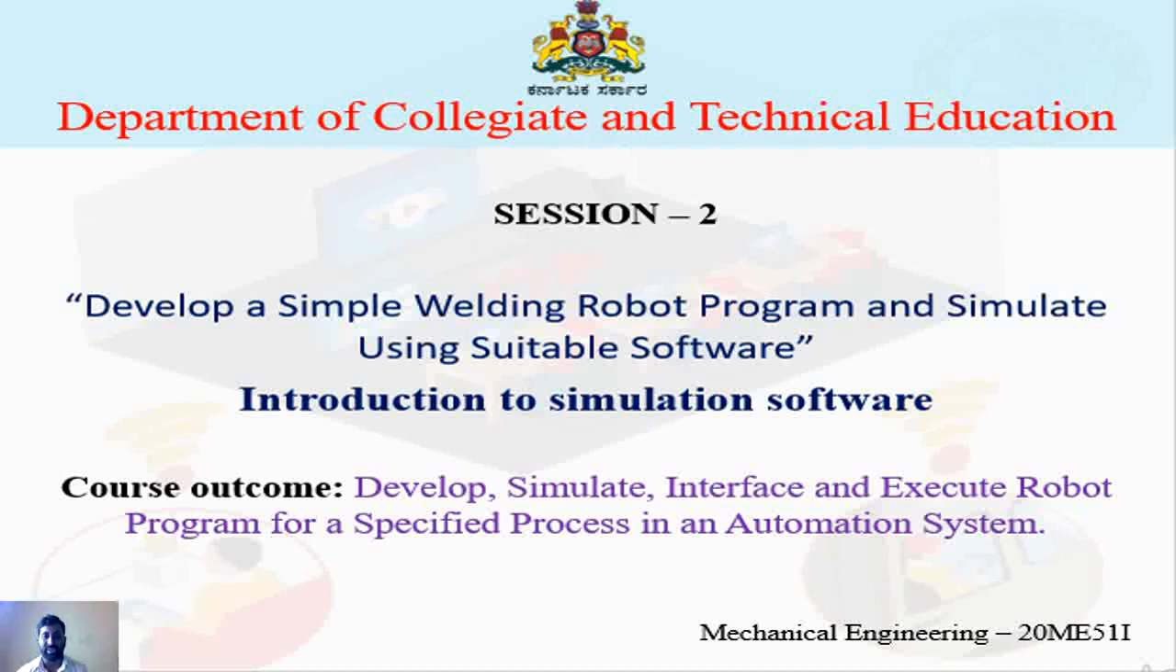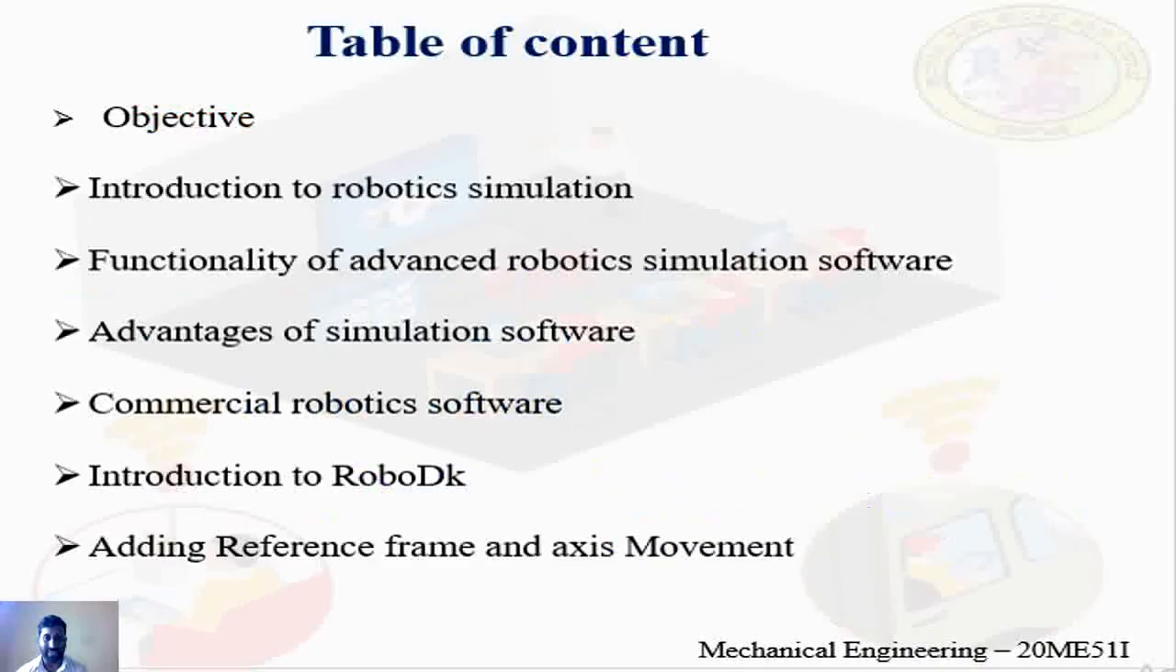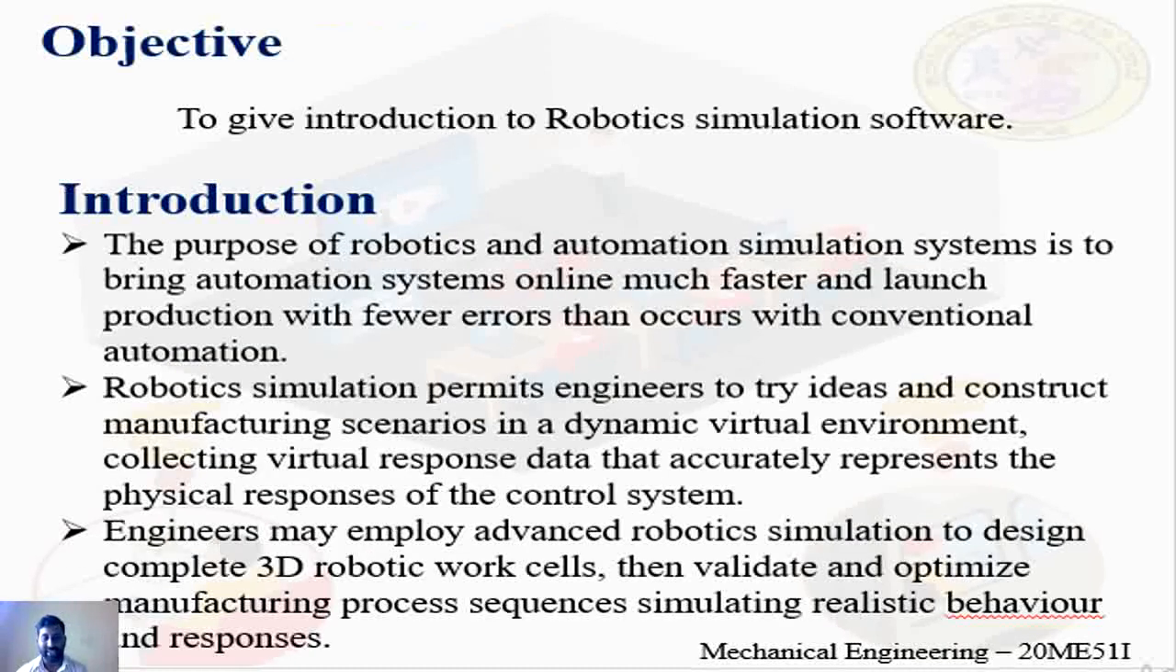The course outcome covered is to develop, simulate, interface, and execute a robot program for a specified process in an automation system. The table of contents is: objective, introduction to robotics simulation, functionality of advanced robotics simulation software, advantages of simulation software, commercial robotics software, introduction to RoboDK, adding reference frame and axis movement. Here the objective is to give an introduction to robotics simulation software.